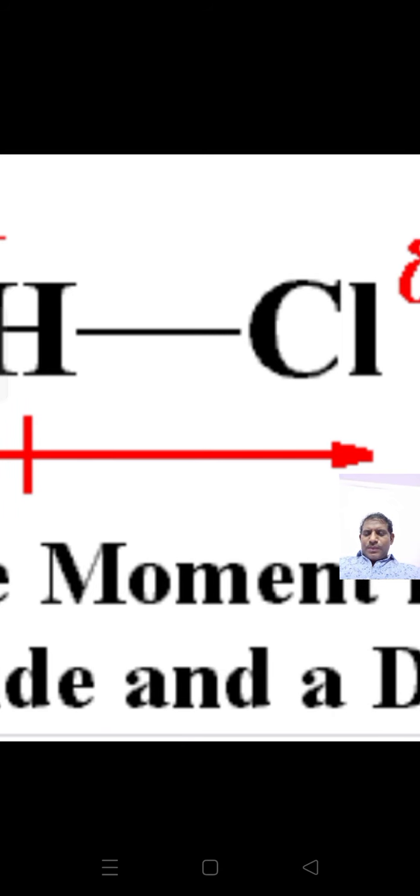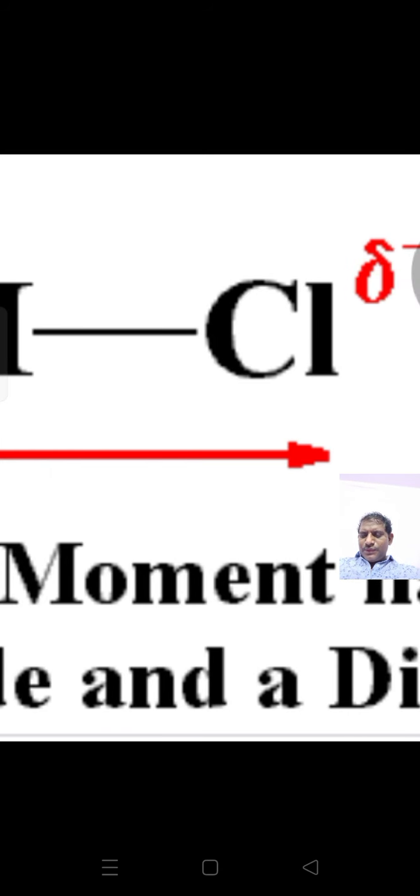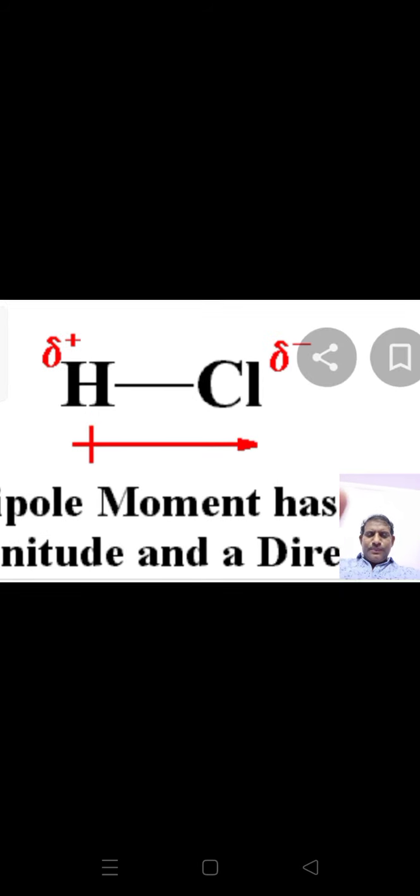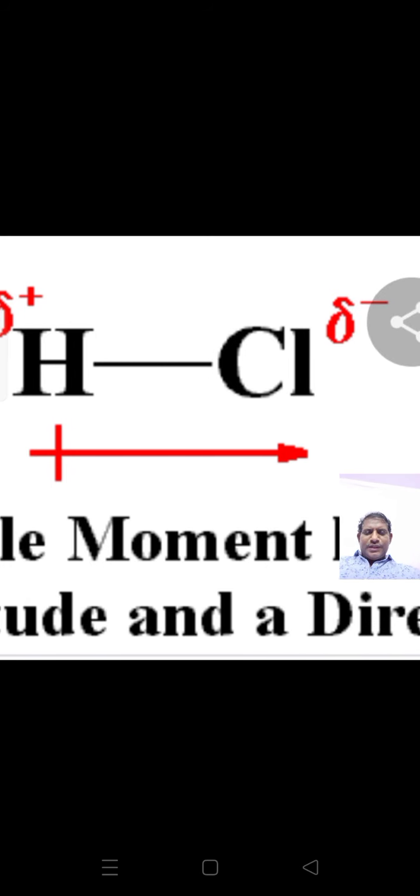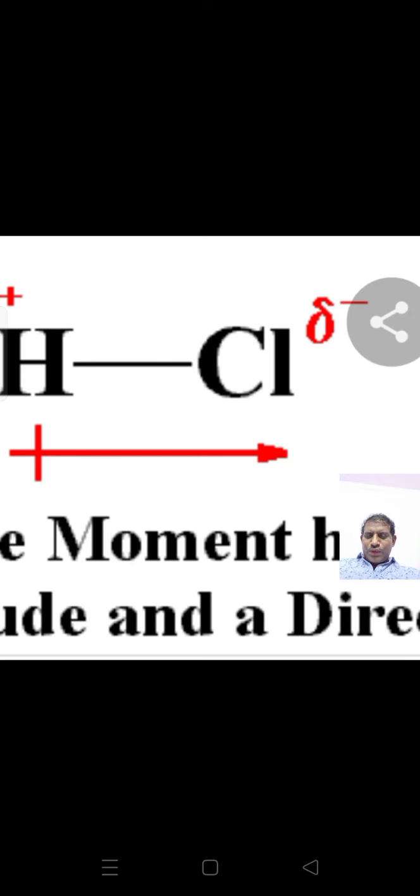Second type of covalent bond is polar covalent bond. That means a covalent bond is formed between two dissimilar atoms. For example, hydrogen fluoride. The shared pair gets displaced more towards the fluorine since fluorine is more electronegative than hydrogen. Such a type of covalent bond is called polar covalent bond.